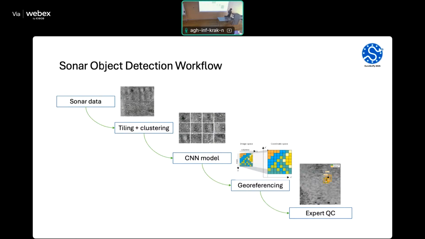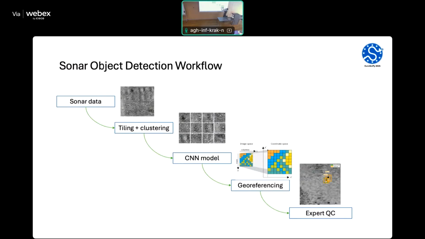So here I'm showcasing a small, simple workflow for sonar object detection. We have got the sonar data, and these sonar data are quite large. You can have TBs of data across hundreds of square kilometers if you are deploying an offshore wind farm. So you have to go with a systematic way to process this kind of data for machine learning. What you essentially do is tile this data and cluster it. Why do you cluster it? Because you want to have different kinds of seabed conditions. So you want to cluster similar conditions, so you want your machine learning model to handle it properly, to train properly, and to generalize properly.